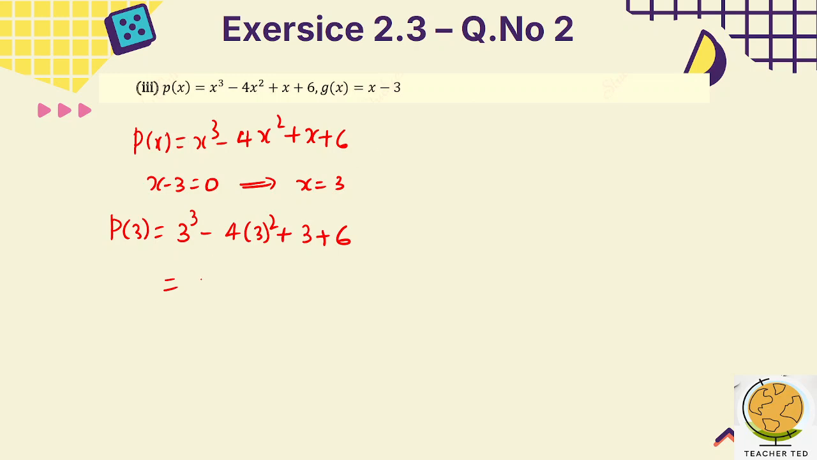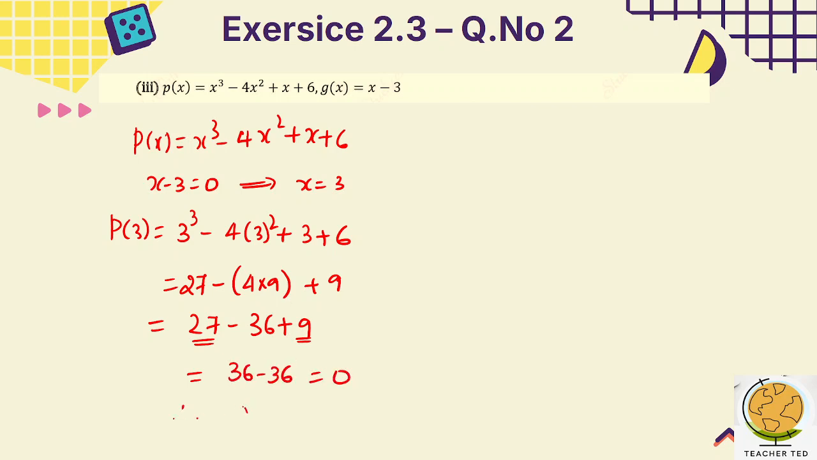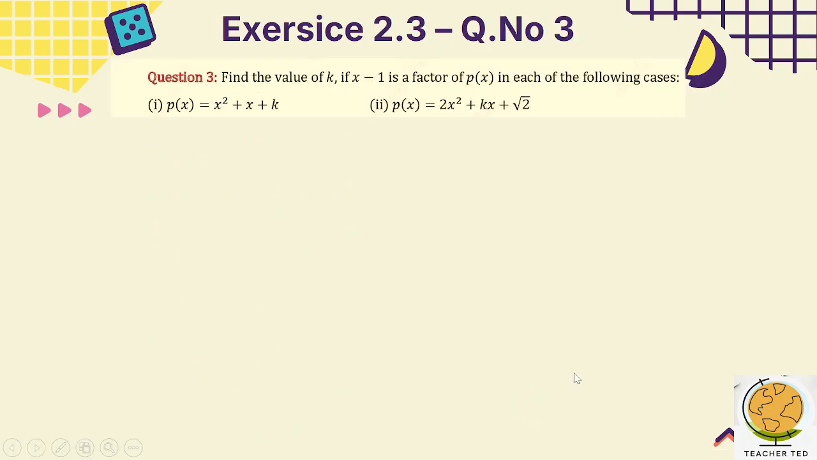3 3s are 9, 9 3s are 27, minus 4 into 9, plus 9. So if you add these two, it becomes 9. So 27 minus 36 plus 9. 27 plus 9 is plus 36. 36 minus 36 becomes 0. So we can say the given g of x is a factor of the given polynomial p of x. So this is how you simplify the given equation.